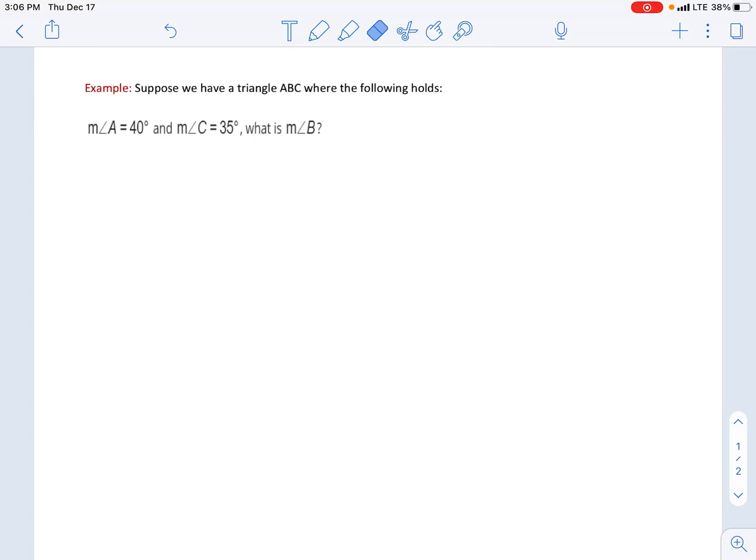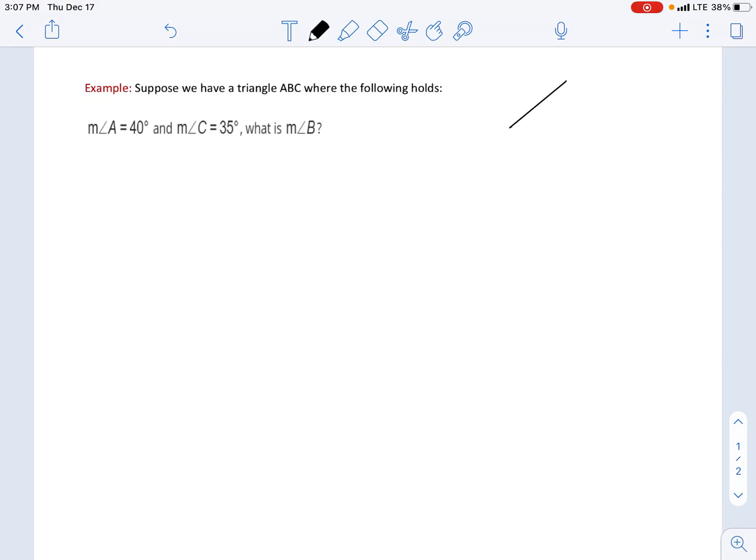Everyone, let's look at an example here. Suppose we have a triangle ABC where the following holds. I know that the measurement of angle A of this triangle is equal to 40 degrees, and the measurement of angle C of this triangle is equal to 35 degrees, and I want to know what's the measurement of angle B. So what I first do is just draw out a picture to get a visual of what's happening with this problem.